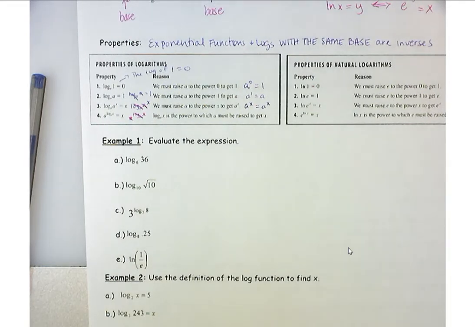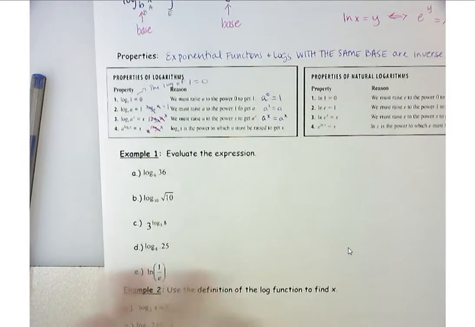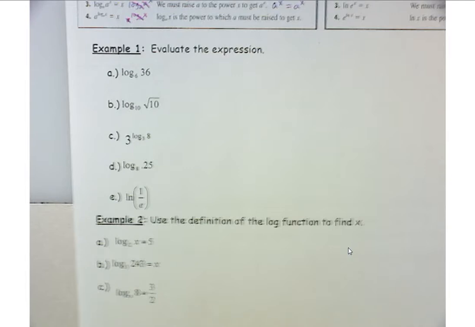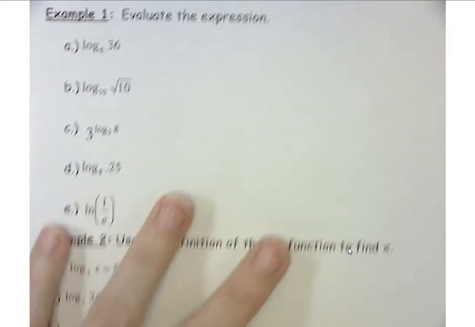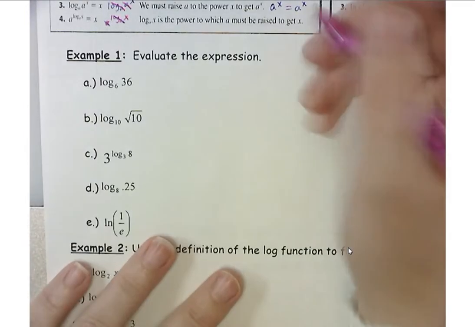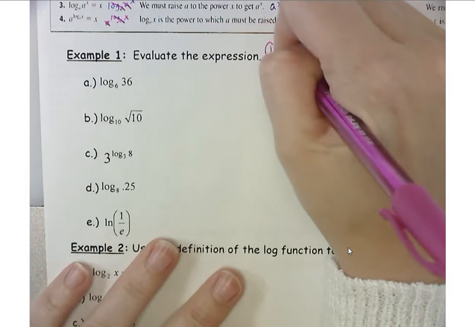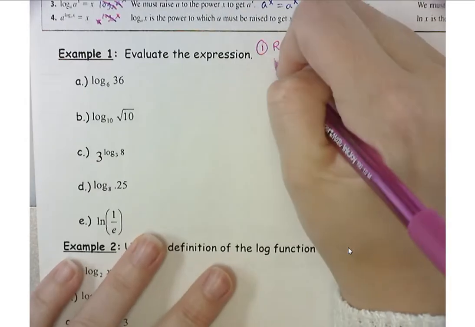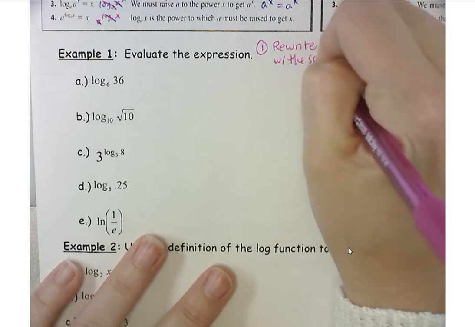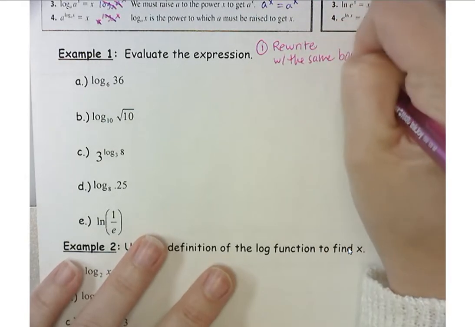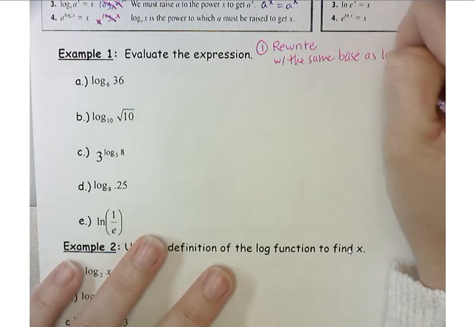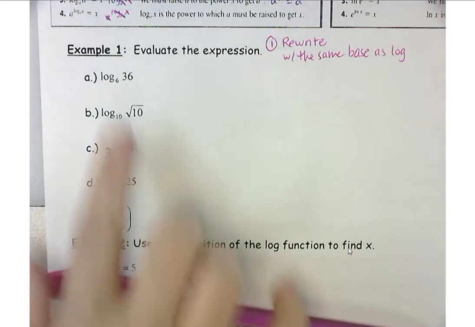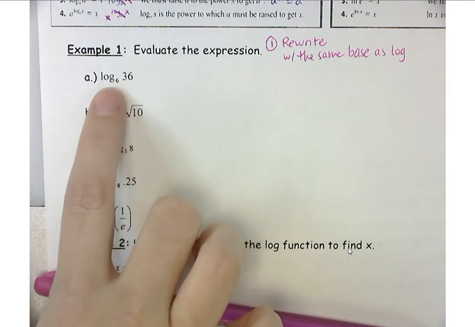All right, so we're going to evaluate each expression. We're going to do this part without a calculator. You do not need it. And when you're evaluating the expression, there's really two main methods we want to focus on. The first is you want to rewrite whatever the log is of with the same base as the log. Okay, so I want you to do that for part A. So try to rewrite 36 with the same base that we have here.